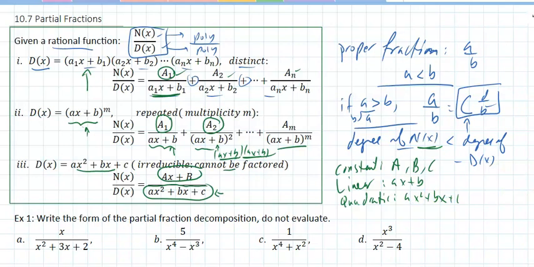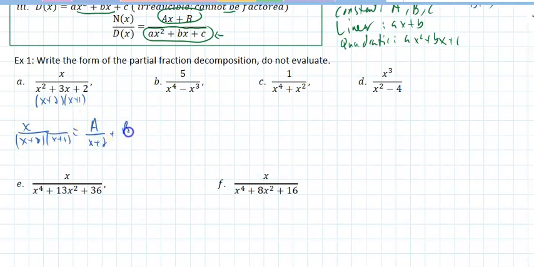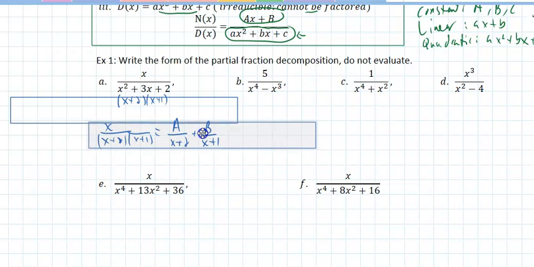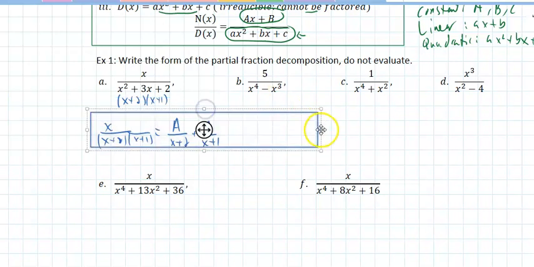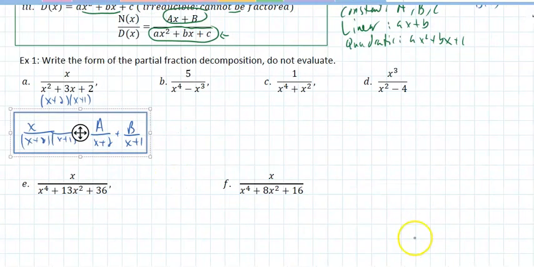So just to practice, example 1 states, write out the form of the partial fraction decomposition, do not evaluate. So since I can factor the denominator into x plus 2, x plus 1, I could say that x over x plus 2 into x plus 1, I can write that as a over x plus 2 plus b over x plus 1. And it doesn't matter which one you write first. Those work out the same way. And the goal, of course, in the rest of the section is to find a and b.